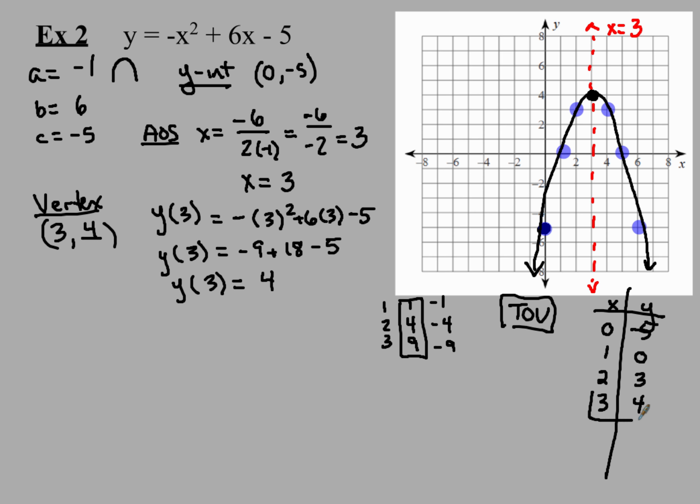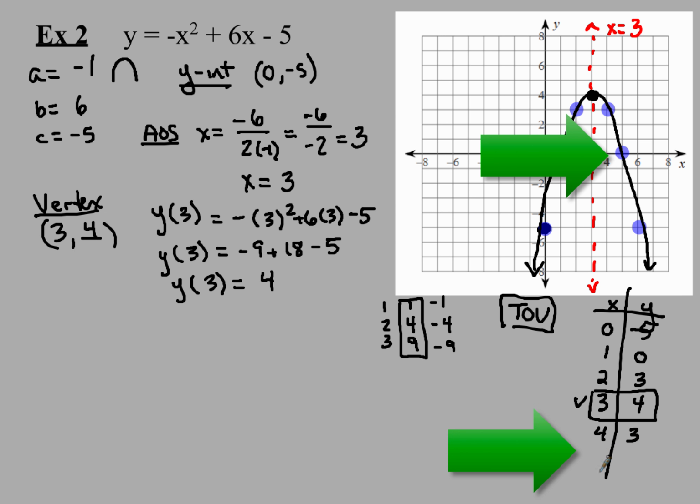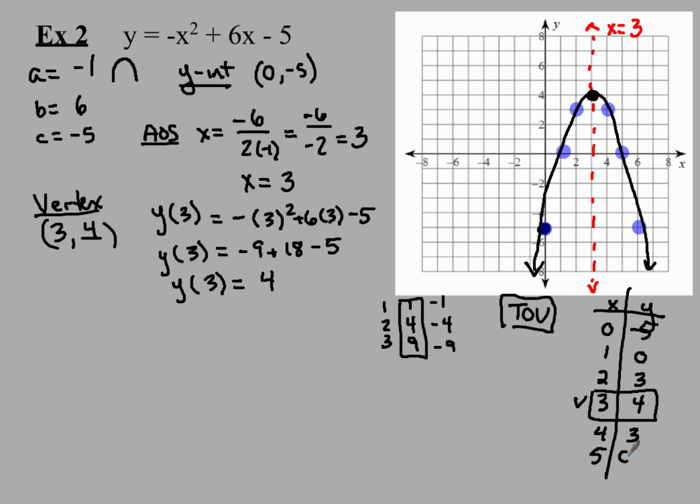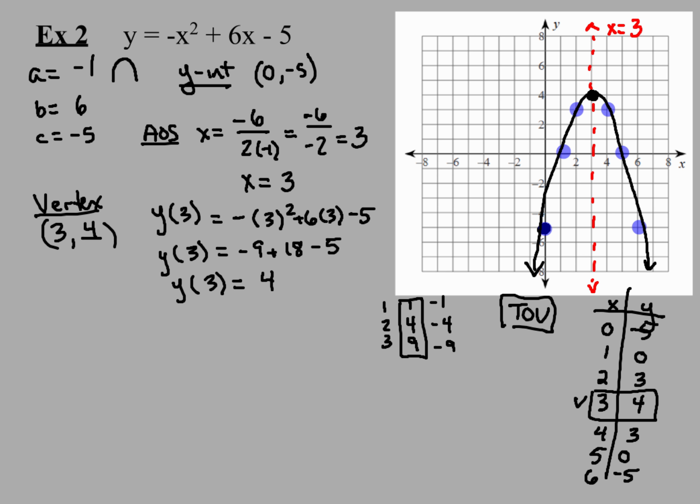Now some people like to put a little box around here, and label that as a V for the vertex. If you want to do that, that's cool. If not, that's cool too. You do you. My next point on here is going to be the point 4, 3, followed by 5, 0. And lastly, my final point is going to be 6, -5. So that's my table of values right there.